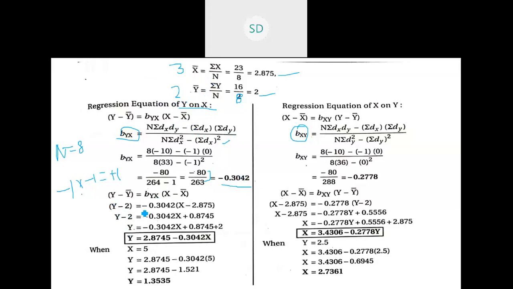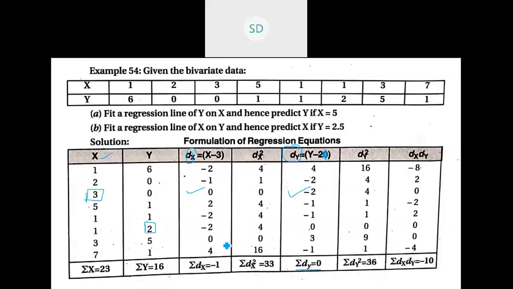So y minus 2 is equal to this byx coefficient, that is minus 0.3042, into x minus x bar. Next we are taking out the brackets, which means we are supposed to multiply these two numbers and these two numbers. Then we get an equation saying y is equal to 2.8745 minus 0.3042x. Fine, so this is the first equation of regression, that is y on x.